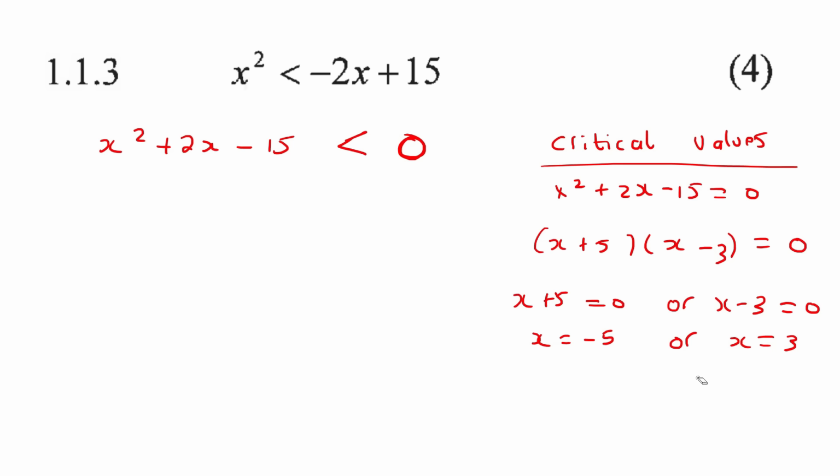What you're now going to go and do is these are just your critical values. So you're going to draw like a number line. So you're just going to draw a line. And you're going to put those two numbers in the correct order. So minus 5 is first because it's smaller than 3.